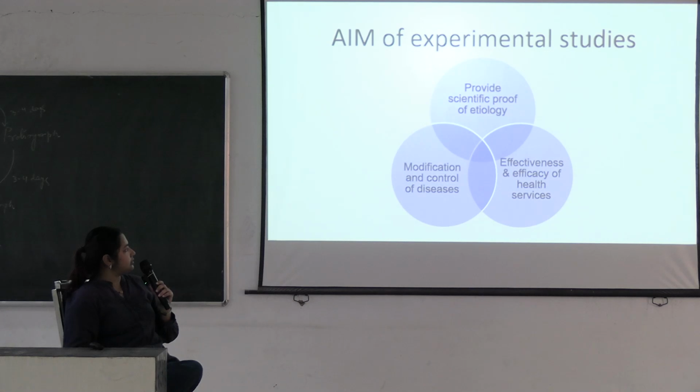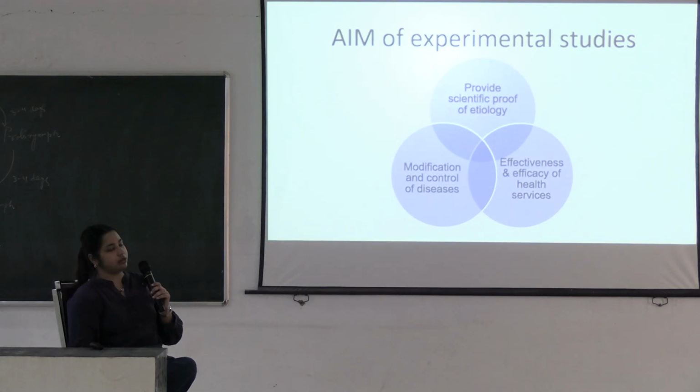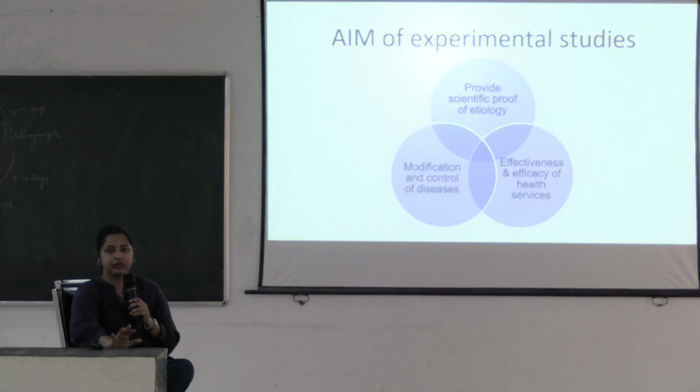Then there is the effectiveness or efficacy of the health services. Whatever health intervention is given, like a drug or vaccine, these experimental studies can study the effectiveness and outcome, the efficacy of that service, and modification and control of diseases. So finally, by testing some drug or vaccine, you can control the spread of the diseases. So this is the basic aim of the experimental studies, why these studies are done.